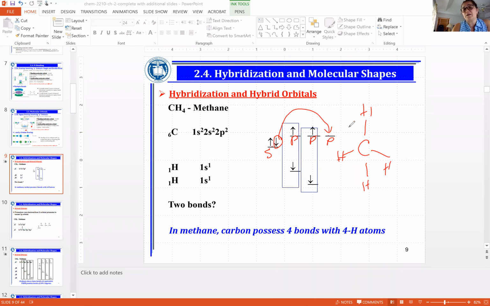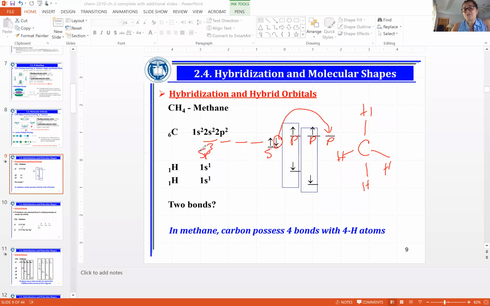We get four singly occupied orbitals, but they have different energy. Now there should be hybridization, blending together, mixing the s orbital with the p orbitals. So they come up with four new orbitals. And these four orbitals have more energy than the s orbital, but less energy than the p orbital. This is called the sp3 orbital. It means it's a combination of s orbital and p orbital.